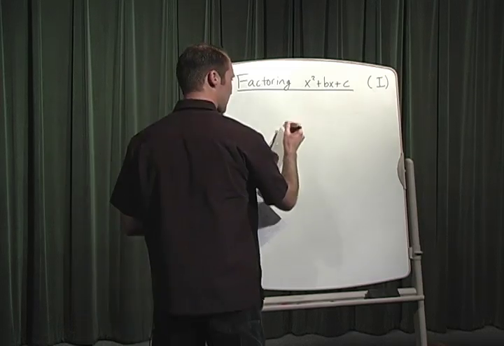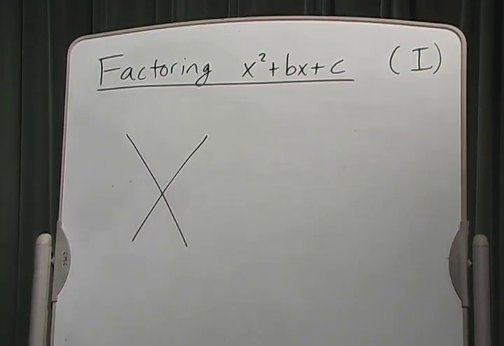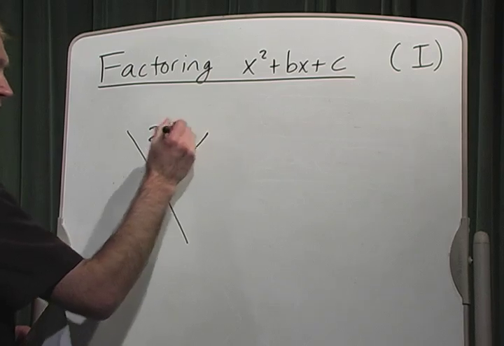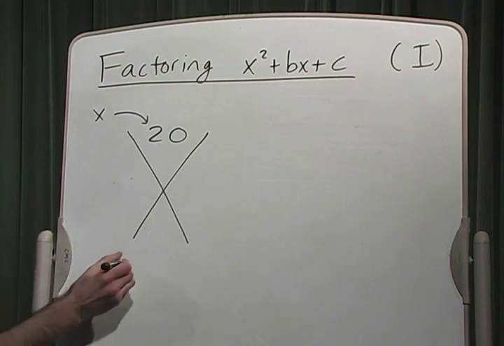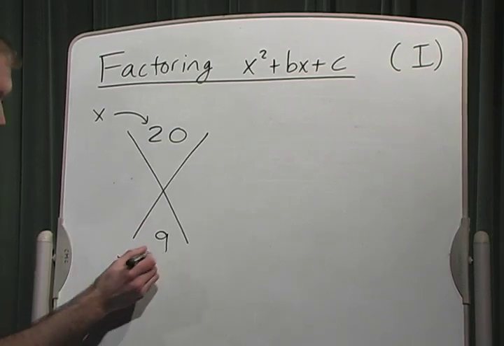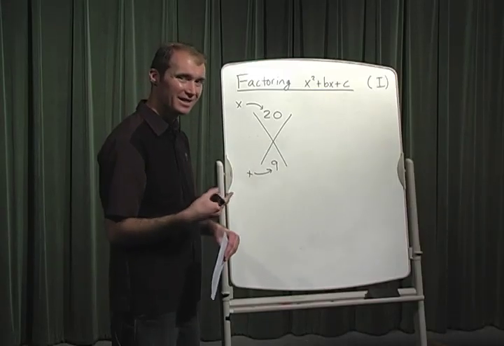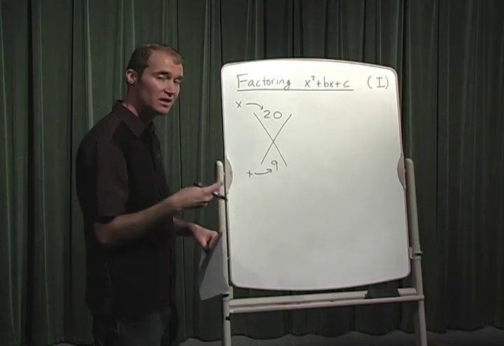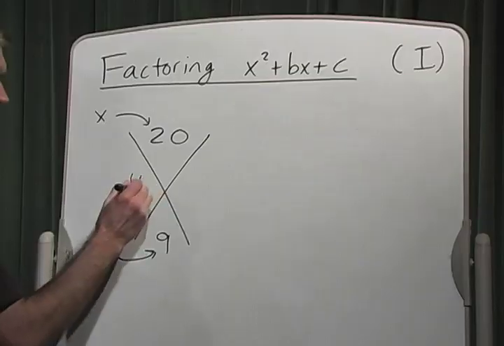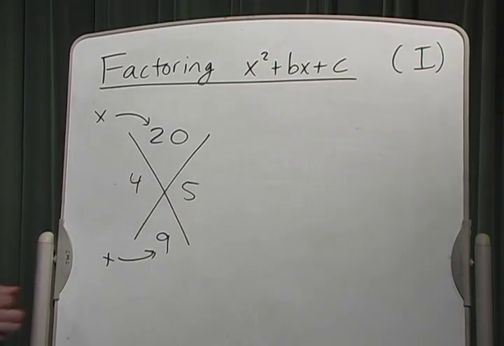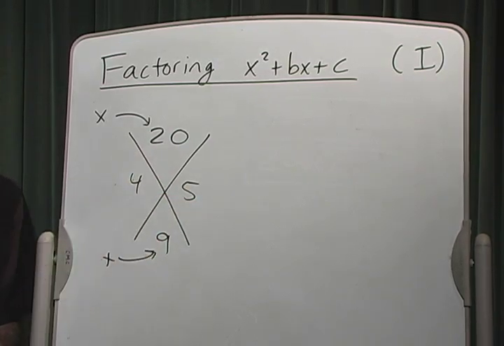Let's suppose that I am looking for two different numbers that multiply to 20 and add to 9. I'm looking for two different numbers that multiply to 20 and add to 9. See if you could come up with these numbers before I do for each of the problems that I write out. Well, 4 and 5 will do the trick. 4 times 5 is 20, and 4 plus 5 is 9.